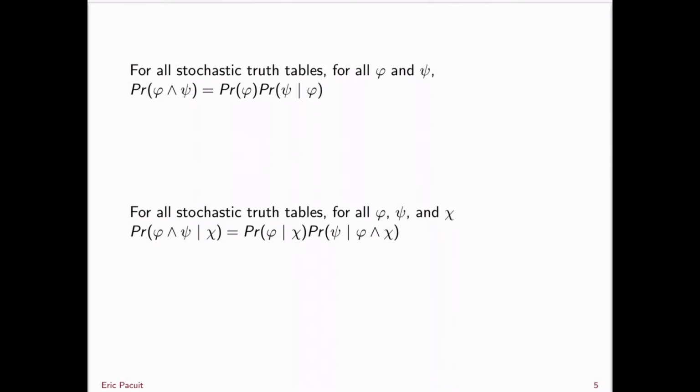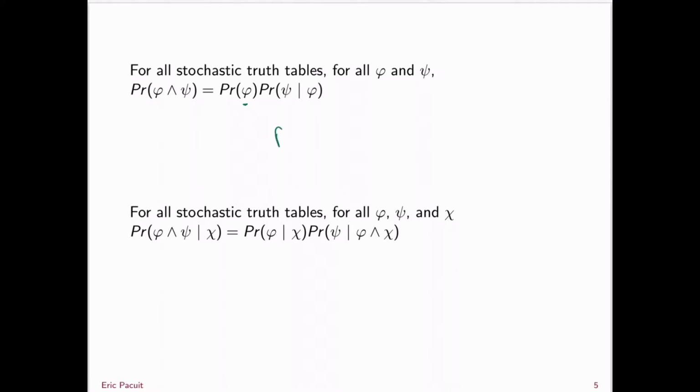In addition, there are some important properties of conditional probability. The first one is that the probability of phi and psi is equal to the probability of phi times the probability of psi given phi. And this is relatively straightforward to see just using the ratio formula.